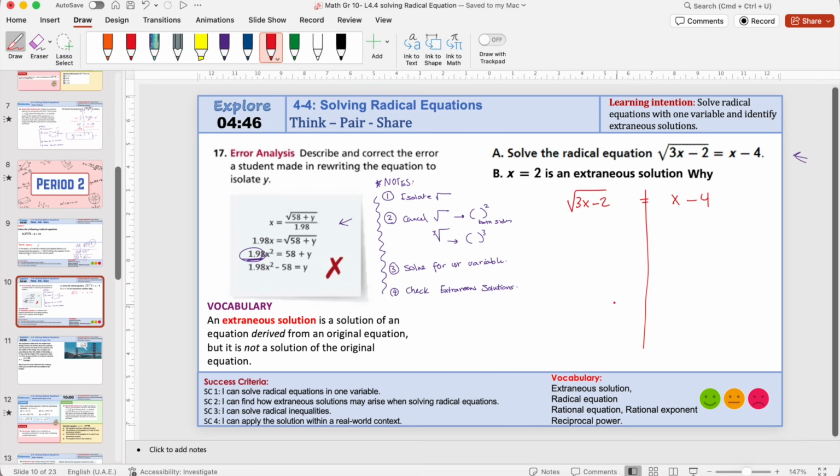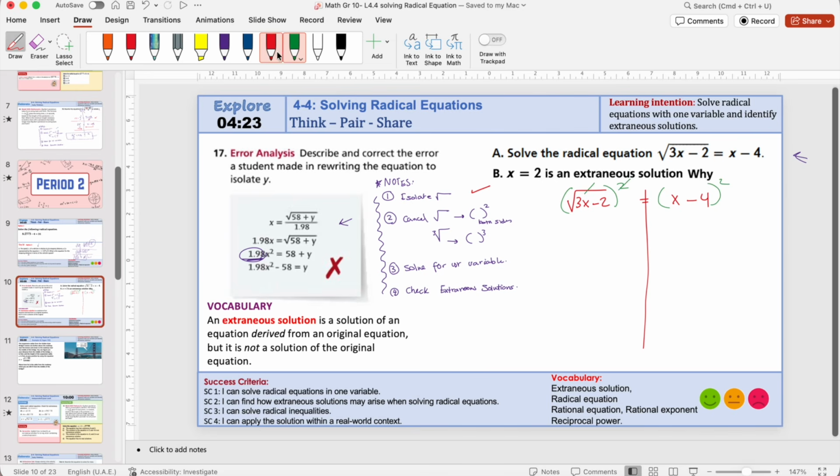Let's see. First of all, isolate your root. Is it isolated? Yes. There is nothing outside the root added or subtracted or multiplied whatsoever. Everything is inside the root. I can't really touch it. Next, since it is done, we cancel the root. So how do you cancel a root? If it's a square root, then square both sides.